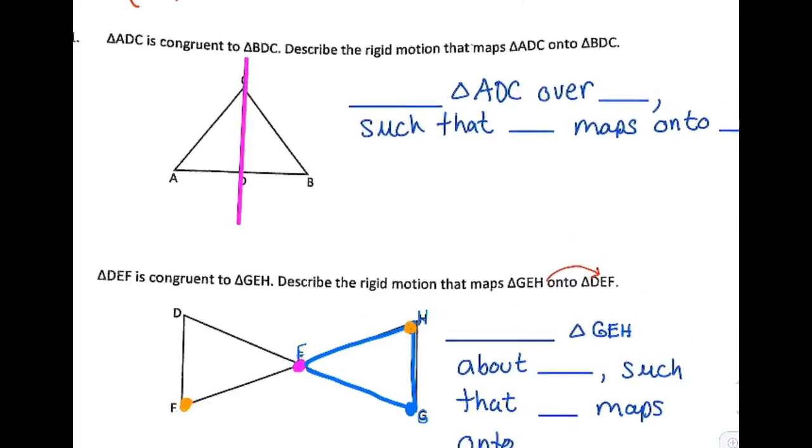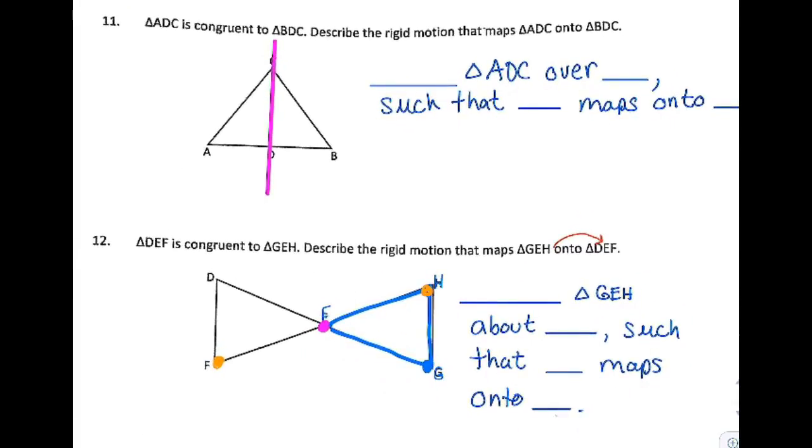Okay, number 11 is very similar to what we did in class yesterday, and I have a lot of the blanks already written for you to fill in the appropriate right terminology. We are now off the grid, no more graph paper. So we are going to, in this case, reflect triangle ABC over segment CD such that A maps on to B. Eventually, A has to map on to B.